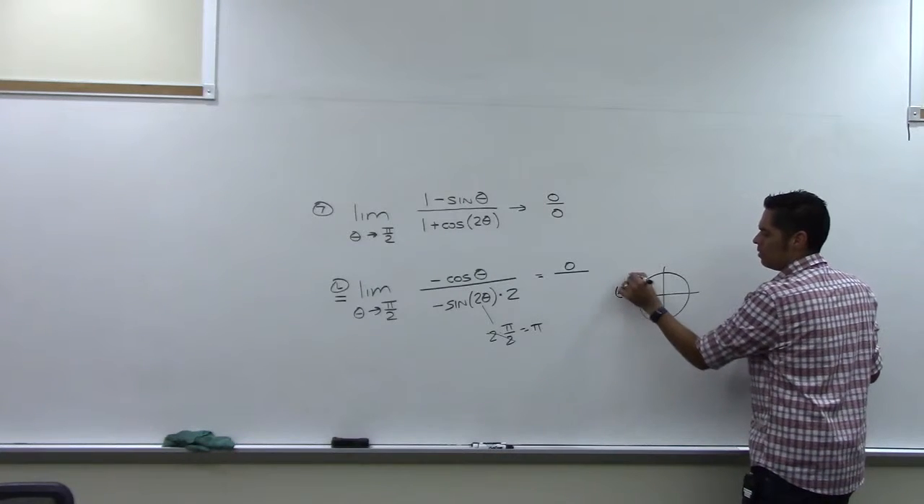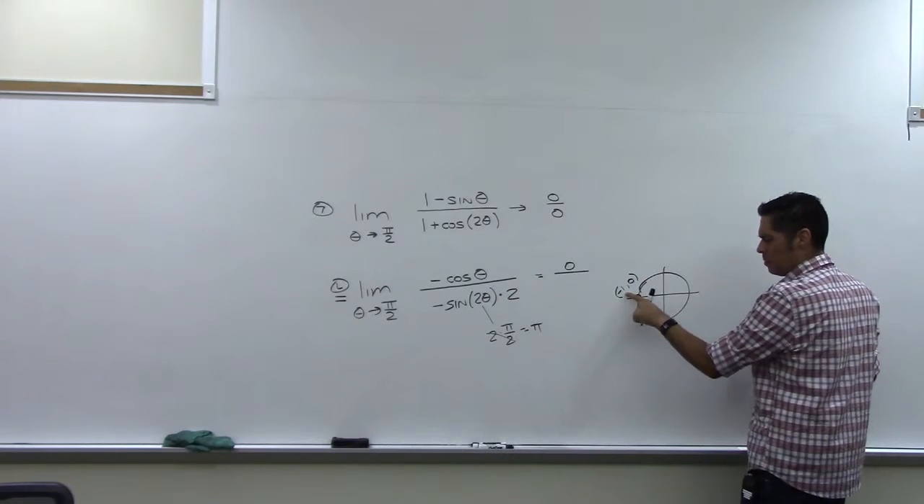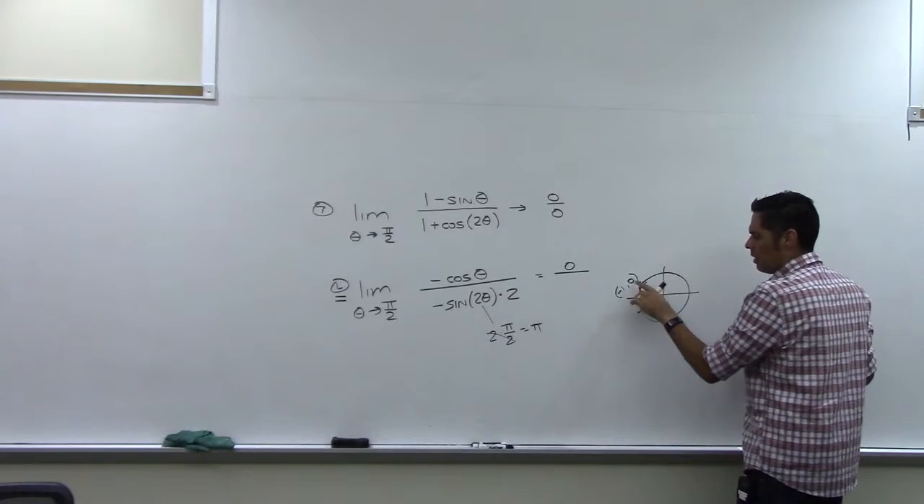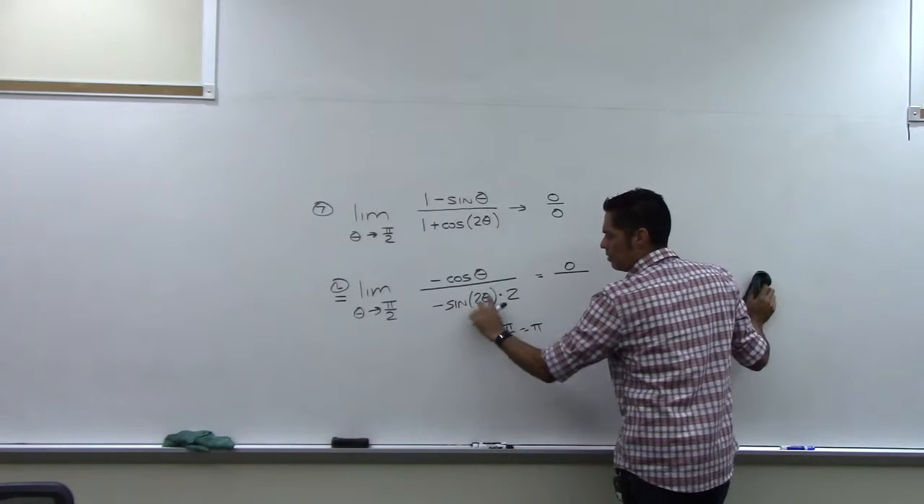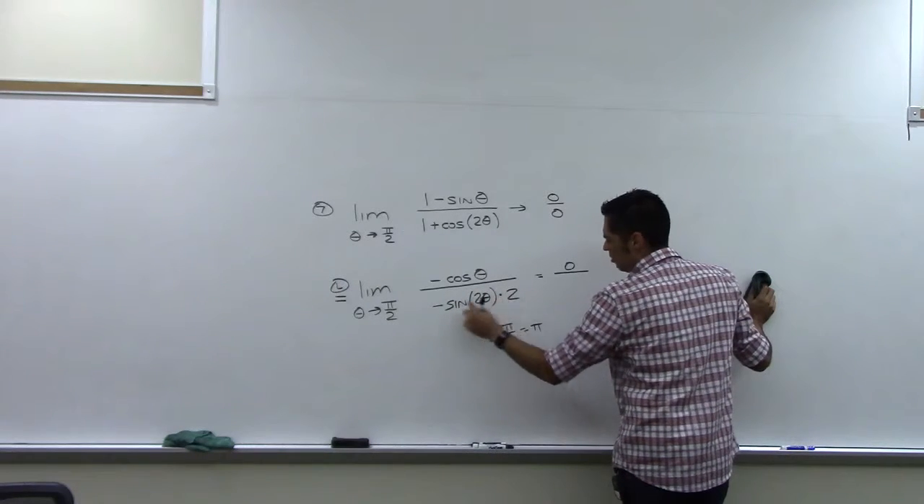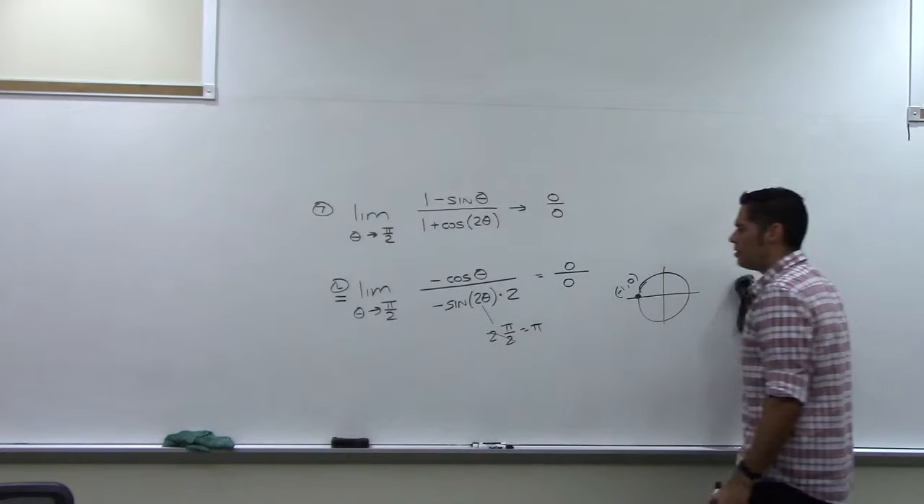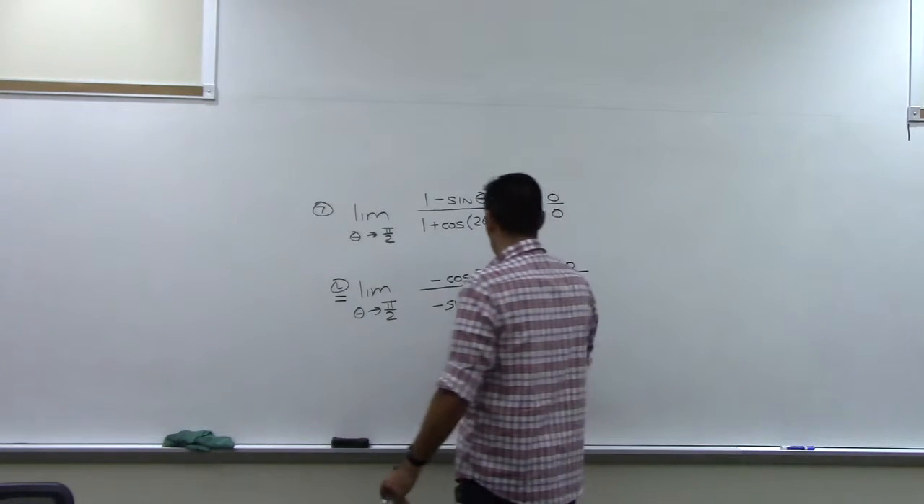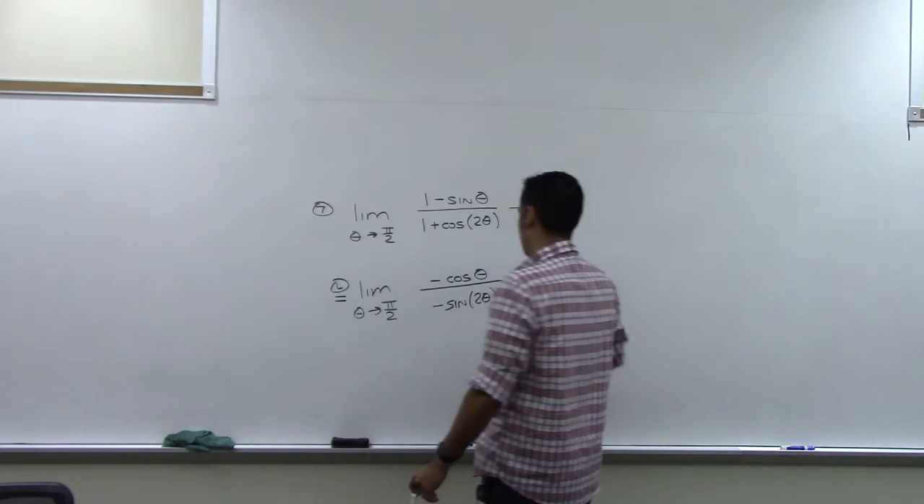Oh, that's -1. Did I put -1 earlier? I don't know. It's supposed to be -1. I think I might have put 1. Okay, sine of pi is going to be 0. So this whole thing right here is 0. And then times 2 is 0, so the bottom is 0. So we still have 0 over 0. And that means that L'Hopital's rule did not fix it yet.